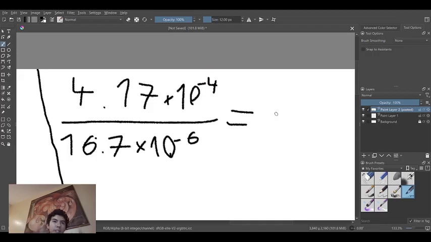I don't know if you can see the flickering in my computer. I don't know why it's doing that. I'm sorry. It's really annoying for me.